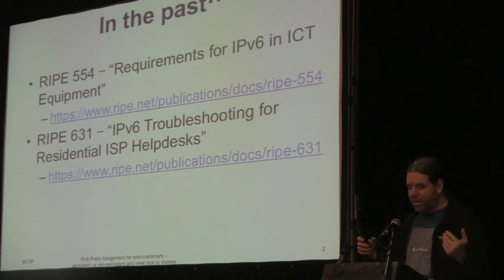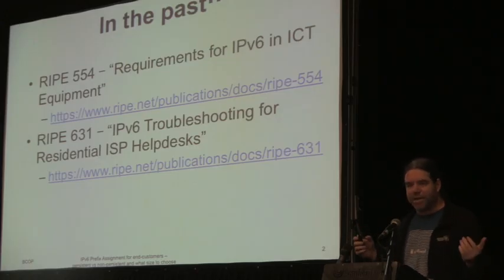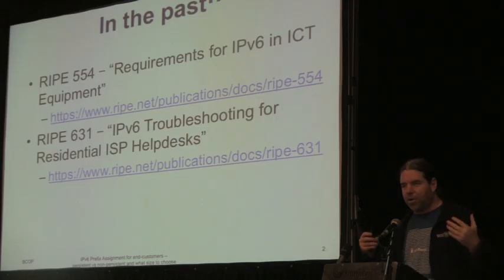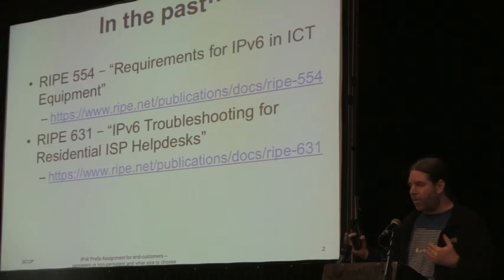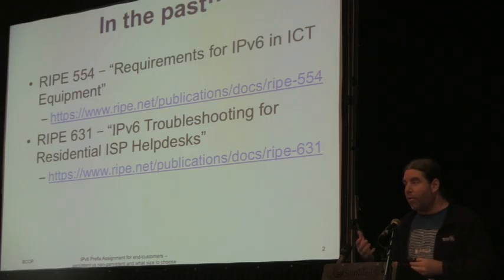So if we go a little bit into the past, probably some of you may recognize the RIPE 554 document. That was the requirements for IPv6 in ICT equipment. That document is now translated into more than 17 languages around the world. People just took it and translated it. This is a document about how you should require IPv6 when you are buying equipment in the procurement process. This is used all around the world, but we saw that there is a problem because people don't know how to order the equipment when they buy one.